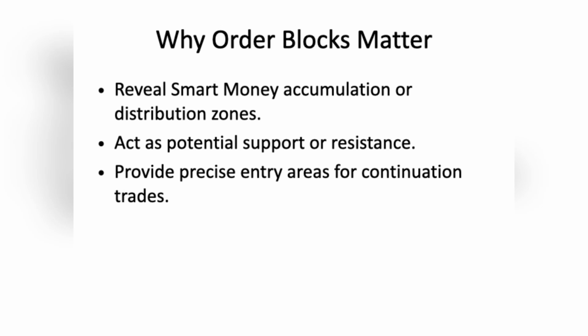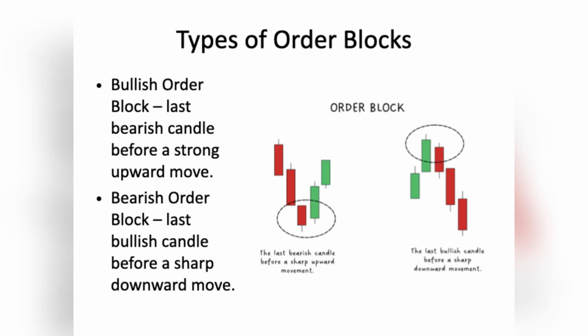continuation move. Now, not all order blocks are the same. There are two main types. A bullish order block is typically the last bearish candle right before a strong upward move. The selling pressure was absorbed by large buyers, leading to a rally. Conversely, a bearish order block is the last bullish candle before a sharp drop. That's where buying enthusiasm was met with overwhelming selling from institutions.